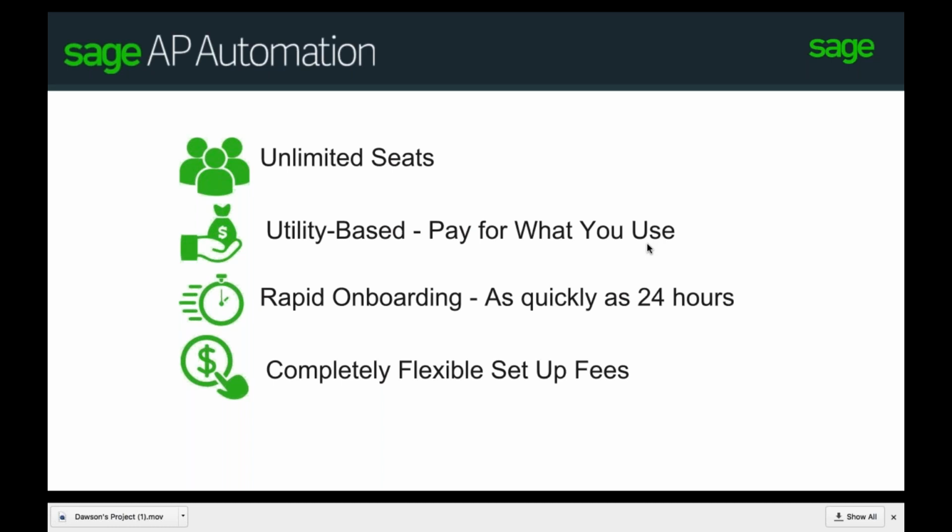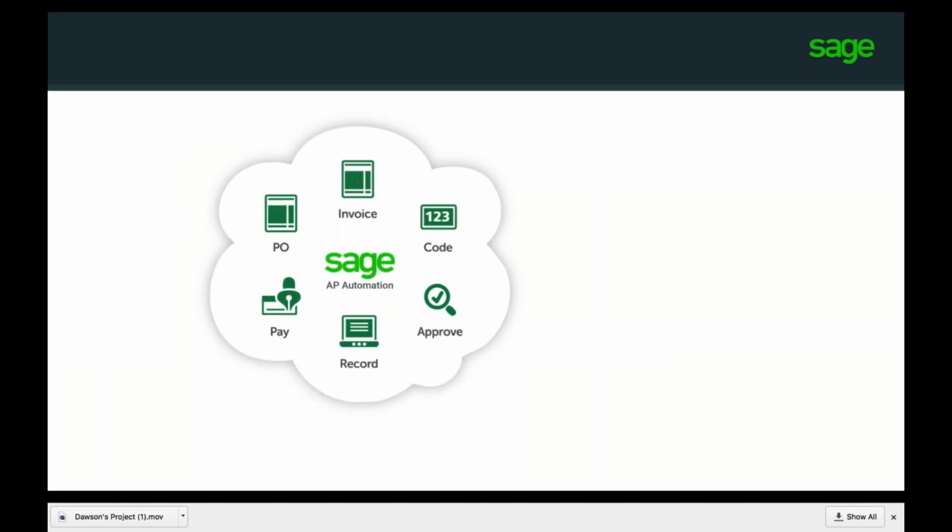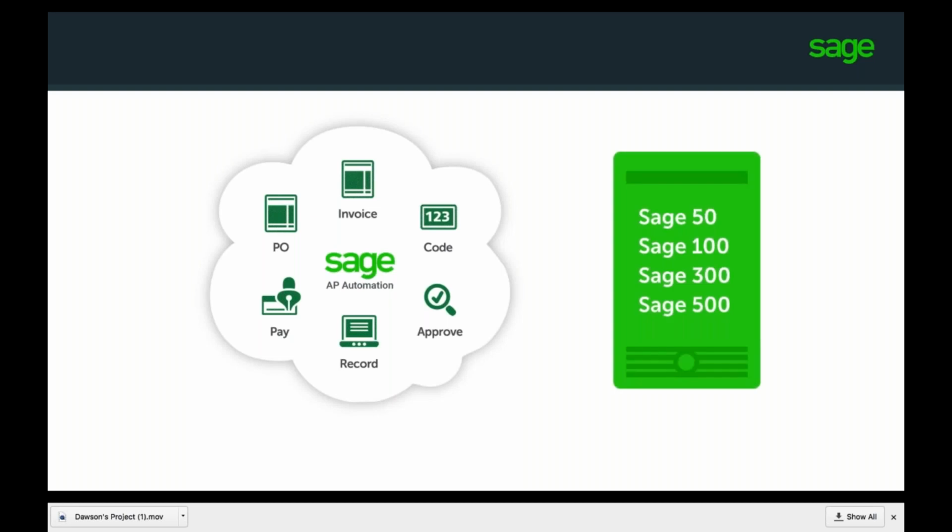Really, there are no setup fees, so it's so flexible. So those are the benefits of, or what makes us different than other AP solutions out there. And as I mentioned, we do integrate with all of the Sage ERPs. So we have a bidirectional integration with 50, 100, 300, and 500.